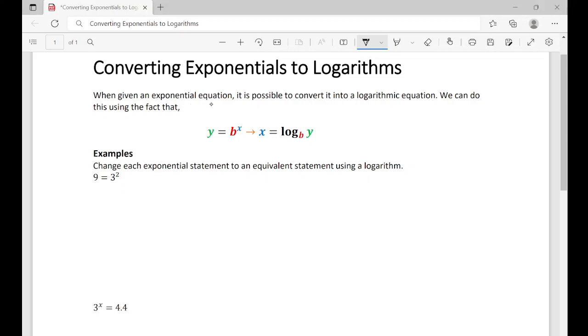When given an exponential equation, it is possible to convert it to a logarithmic equation. We can do this using the fact that y equals b raised to the x is equivalent to x equals log base b of y. All we're doing is taking the base of the exponential, b, and making it the base of the log, and then we're just taking x and y and switching them. That's all we're really doing. We're switching from an exponential to a logarithmic.